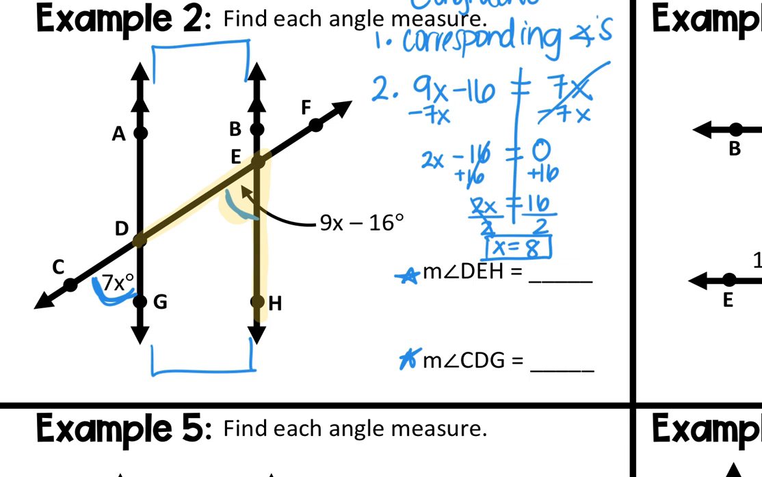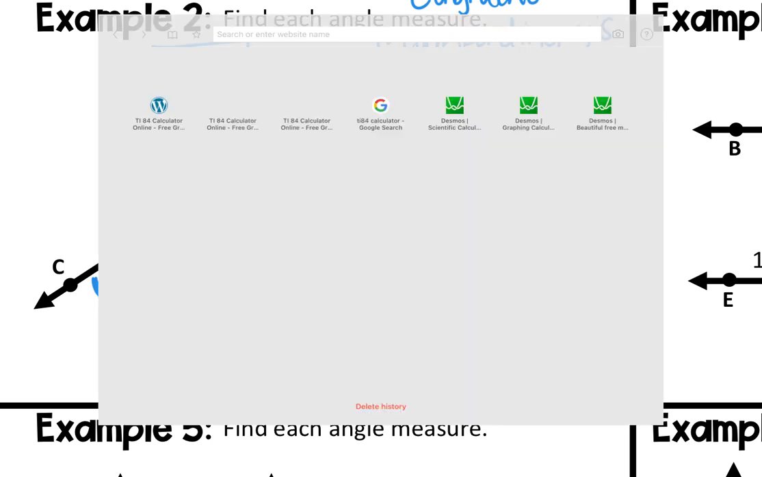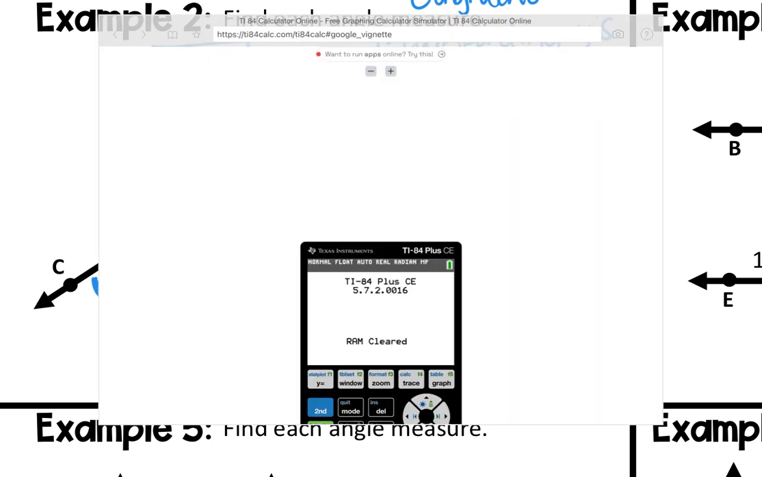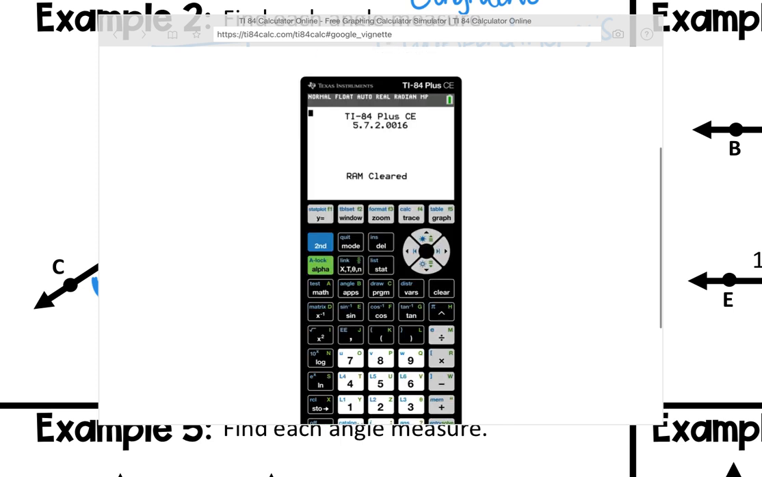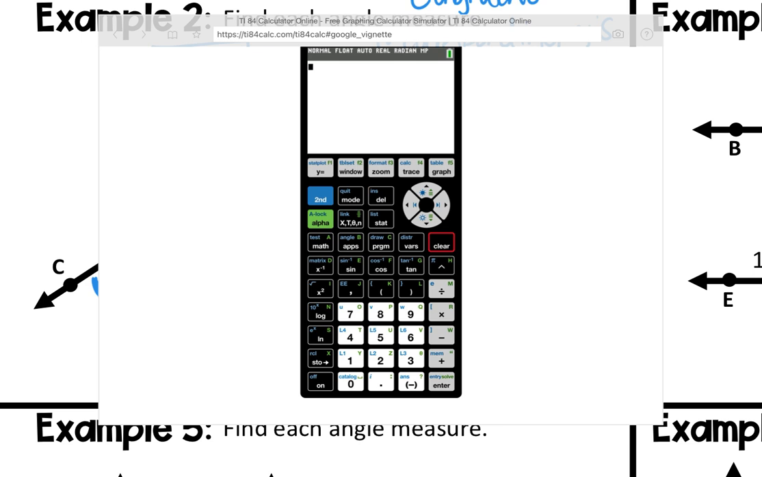So now that I know x, I can make a replacement. 9 times 8, because x is 8, so take out x, put in the number that you found, minus 16. I'm going to put this in my calculator, 9 times 8, and then subtract 16. So let's do that in our calculator. Okay, exactly how I see it in my paper, I'm going to do it. So 9 times 8 minus 16. So I get 56.